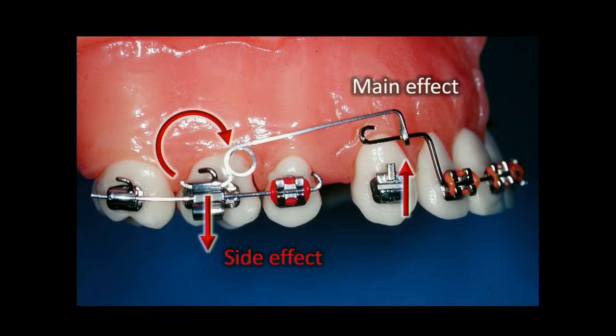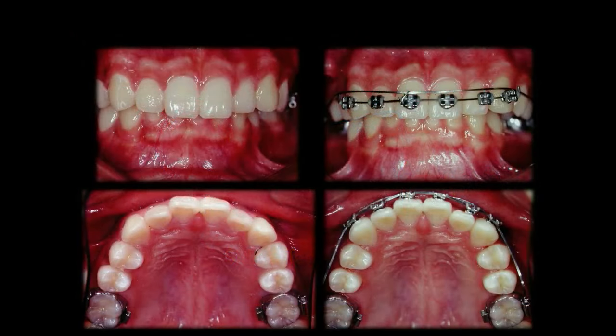Here we have a famous Dr. Burstone's three-piece intrusion arch. The main effect would be intrusion of incisor, and side effects are tip back and extrusion of posterior reactive unit. Are side effects in the posterior reactive unit good or bad? Well, it depends.